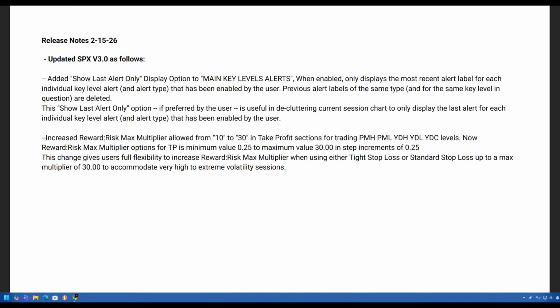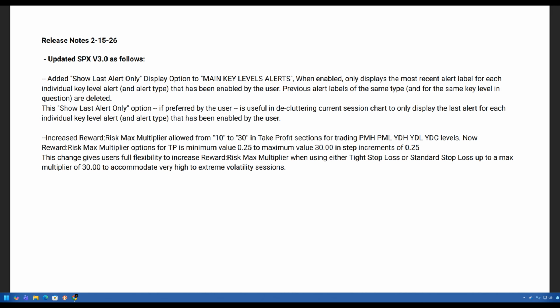However, every trader's different. Some people like to trade 1 to 1 or 1.25 to 1 or 1.5 to 1. That's completely up to the traders. Some traders prefer to do scalps that are less than 1 to 1. So if that's the case, you can go down all the way to 0.25 if that's what you're looking for. However, as stated, the default setting is going to be 2, but you can change that to whatever you want in step increments of 0.25 in either direction.